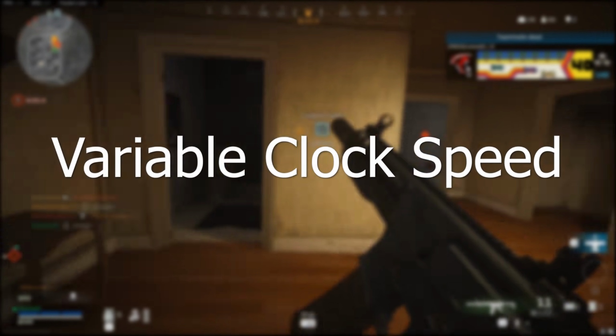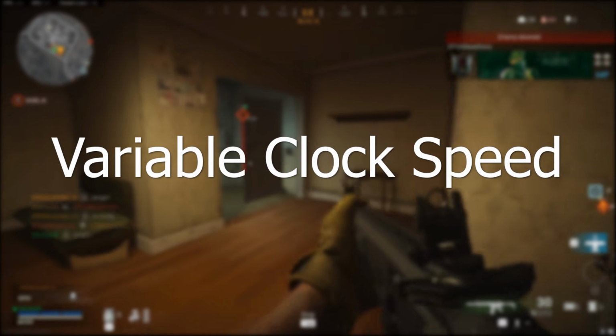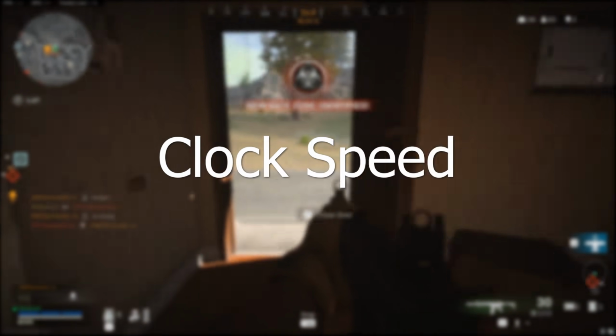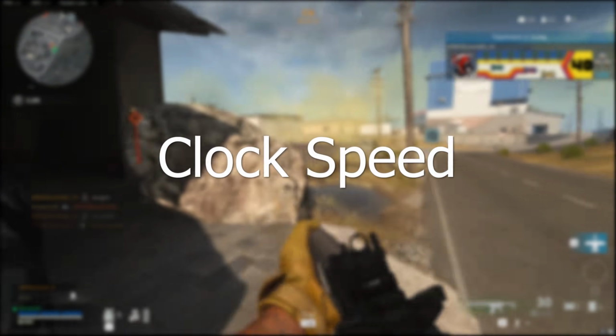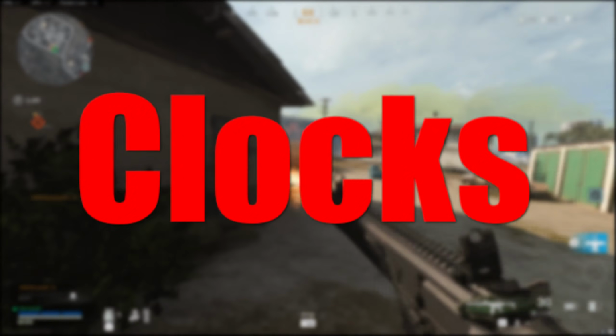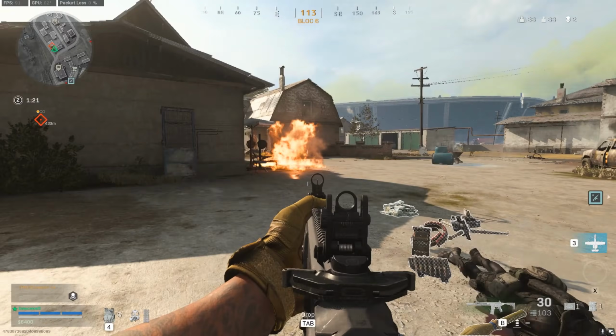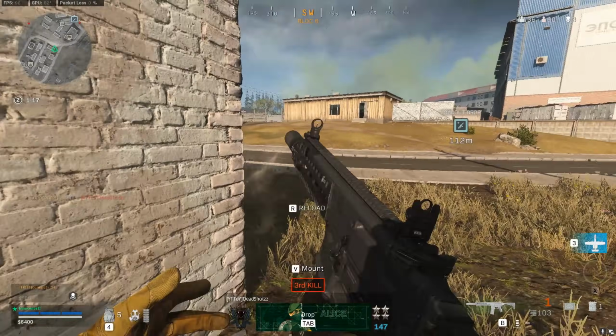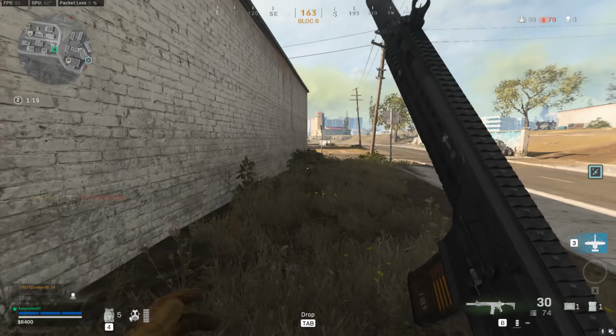Okay, so variable clock speed. Interesting phrase, but before we talk about that, let's talk about clock speed. And before we talk about that, let's talk about clocks. What is a clock? Most of you guys might know it as that thing that hangs on your wall and keeps track of time. But what does it mean in terms of computers? Well, the exact same thing. Seriously. A clock in a processor keeps track of time, and you might be like, what exactly does that mean though? So allow me to explain a bit further.